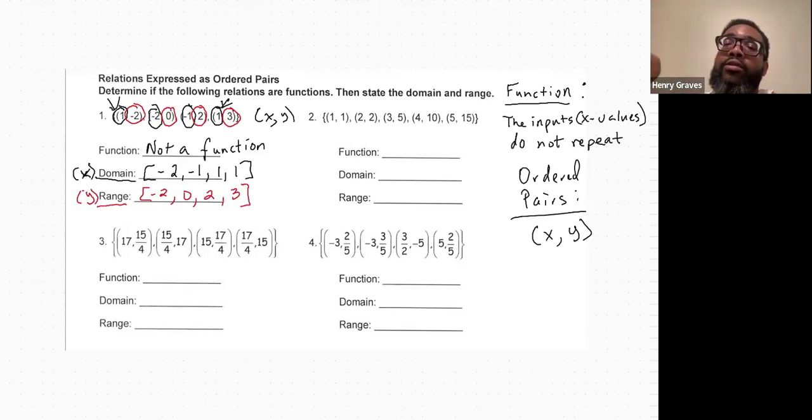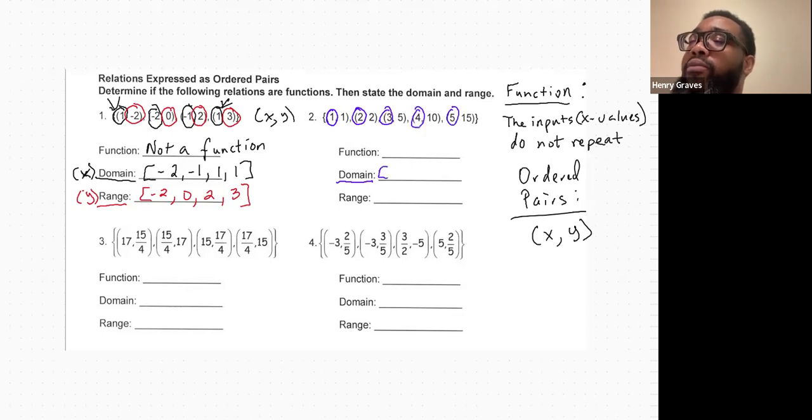All right, let's do another one. Let me go ahead and identify my domain and range initially. So I'm going to do my domain in purple. My domain are all these x numbers I'm circling. They put them in order already, which is really nice of them: 3, 4, and 5.